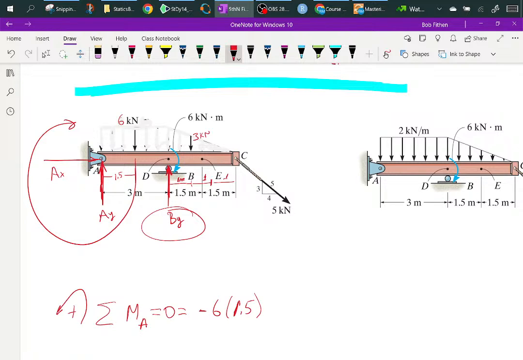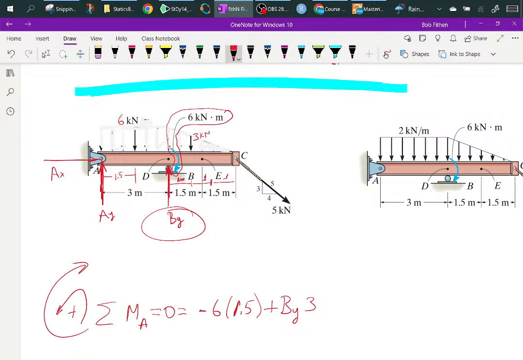Then I'm going to have this BY going this way, plus BY. And that's a full 3 meters over. And then look at this. I got just a moment stuck right there. So I just add it. Well, okay. It's going this way. So I have to subtract it.